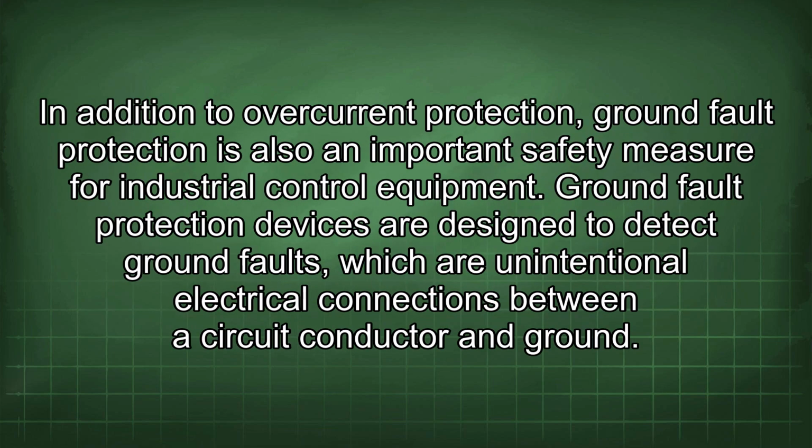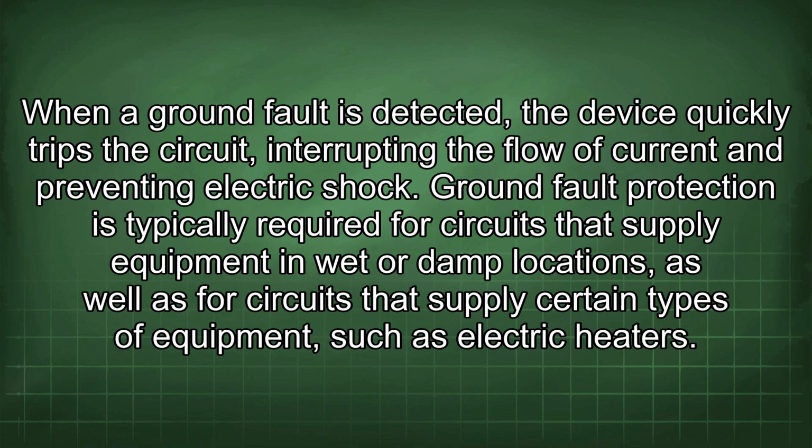In addition to overcurrent protection, ground fault protection is also an important safety measure for industrial control equipment. Ground fault protection devices are designed to detect ground faults, which are unintentional electrical connections between a circuit conductor and ground. When a ground fault is detected, the device quickly trips the circuit, interrupting the flow of current and preventing electric shock. Ground fault protection is typically required for circuits that supply equipment in wet or damp locations, as well as for circuits that supply certain types of equipment, such as electric heaters.